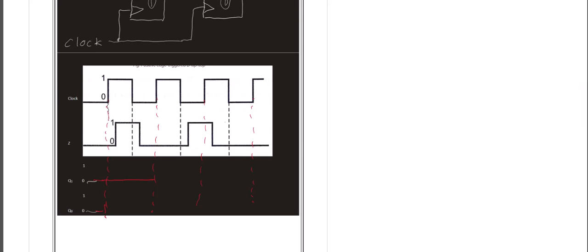Q0 has as its input Q1. And so when it gets to the first positive edge, it looks at what Q1 was, and Q1 was 0, which means no change, so it'll be no change.